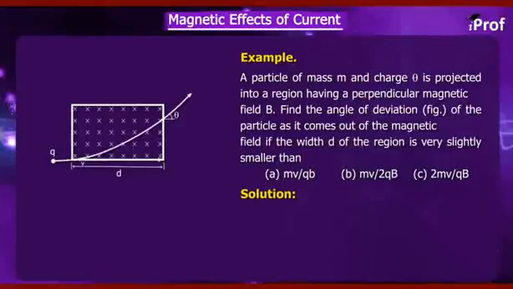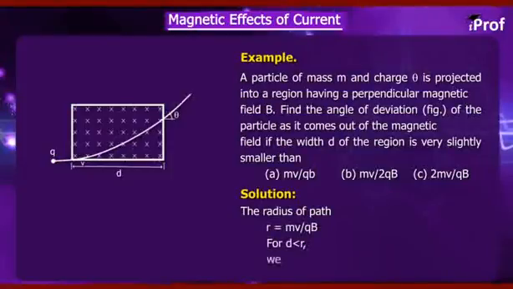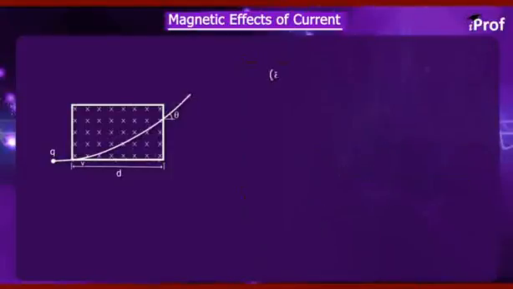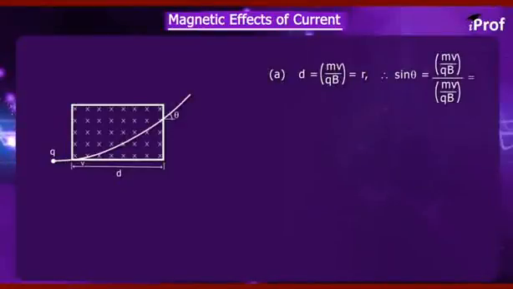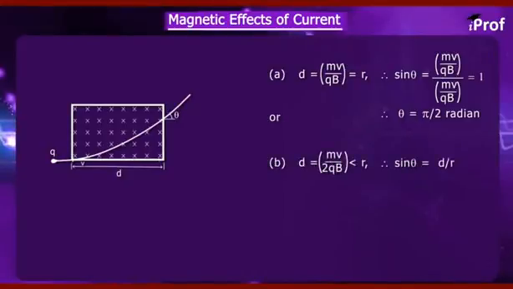Let's see the solution. The radius of path r equals mv upon qB. For d less than or equal to r, we have sin theta equal to d upon r. (a) d equal to mv upon qB equal to r. Therefore sin theta equals (mv upon qB) upon (mv upon qB) equals 1, or theta equals pi by 2 radian. (b) d equal to mv upon 2qB, less than r.